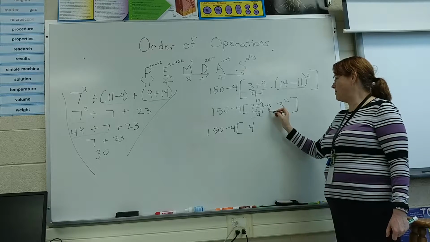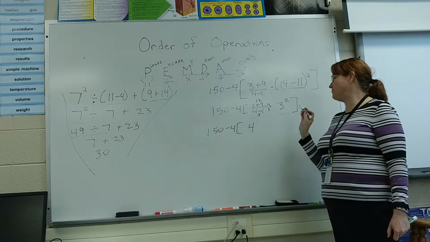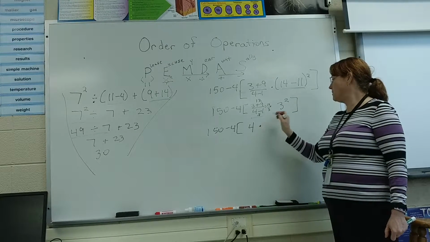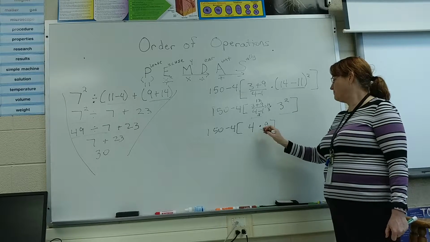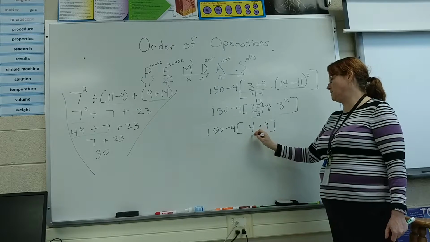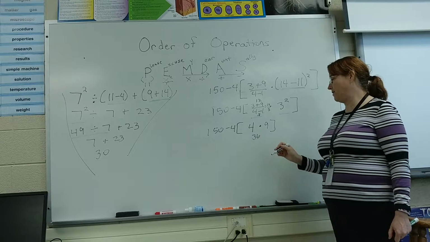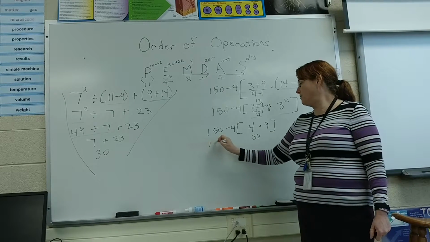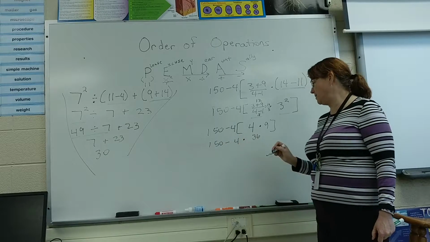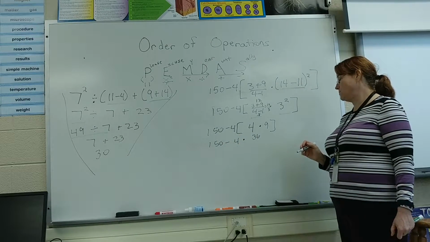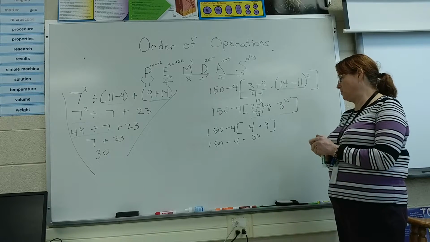12 divided by 3 is 4. Times 3 squared is 9. 4 times 9 is 36. So there we kind of can get rid of it. So we have 150 minus 4 times 36. So the next thing we're going to do is the multiplication.